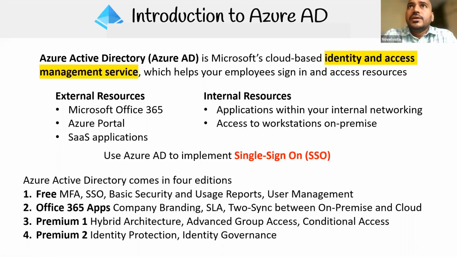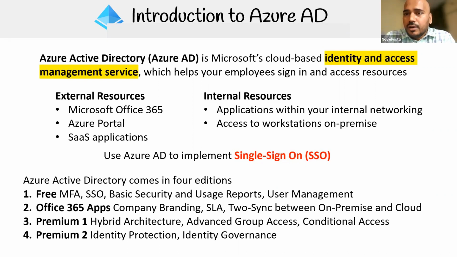Now, this slide also talks about the same. So it basically helps employees sign in and access resources. Now, what are the applications that can use Azure Active Directory? So Microsoft Office 365, M365 in short, we call it, or Office 365, whatever the recent name, the updated name is M365. So all the M365 mailboxes, they are primarily authenticated using Azure Active Directory.